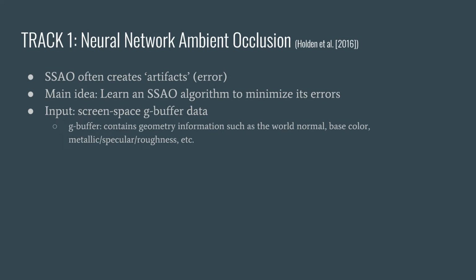In 2016, Houghton tried to apply machine learning to SSAO to minimize its errors. Being an amateur in the machine learning field, I'm going to explain in a very simple manner, so I ask for your understanding. What he tried to do was to make a neural network that takes screen space G-buffer data as input and finds the optimal occlusion value for every point on the surface. G-buffer is a screen space representation of geometry and material information. It is generated in rendering pipelines and by geometric shaders.